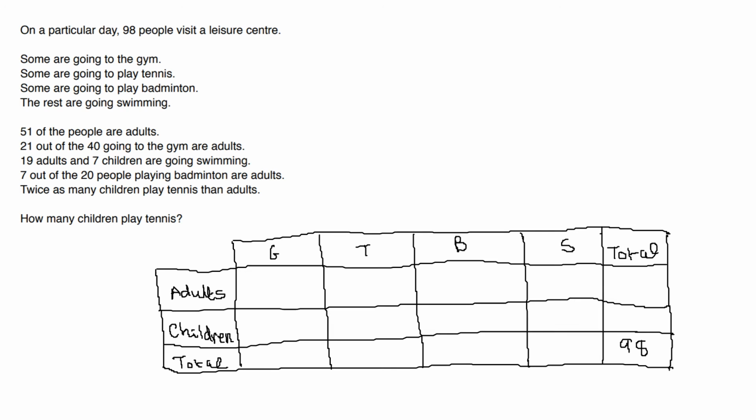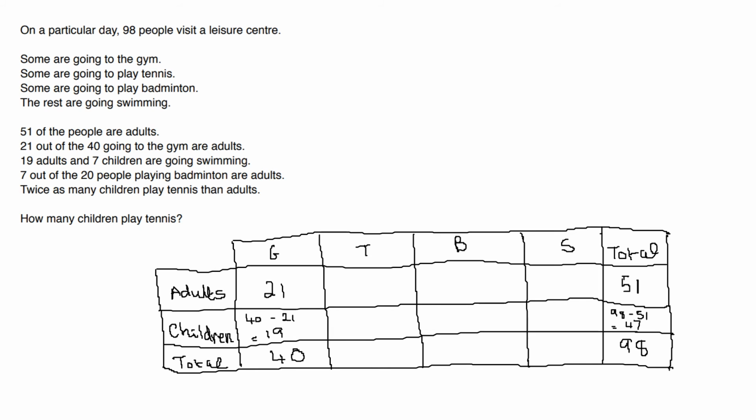Okay, 51 of the people are adults. So I can then work out how many children I've got. I can do 98, take away 51, and that's going to give me 47. 21 out of the 40 going to the gym are adults. So there are 21 adults going to the gym. There are 40 people going to the gym altogether. So my children going to the gym will be 40 take away 21, which will give me 19.